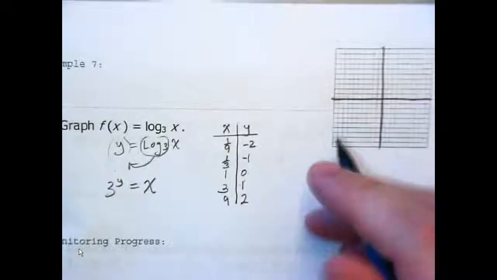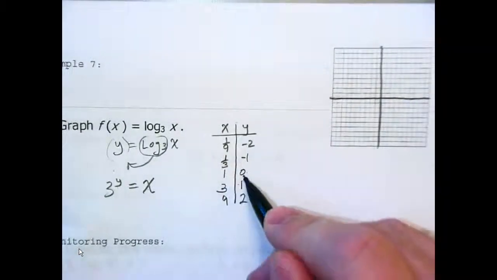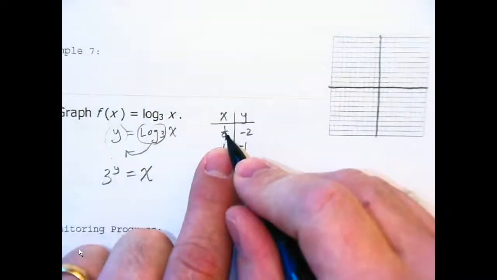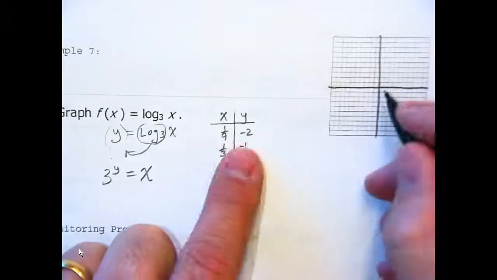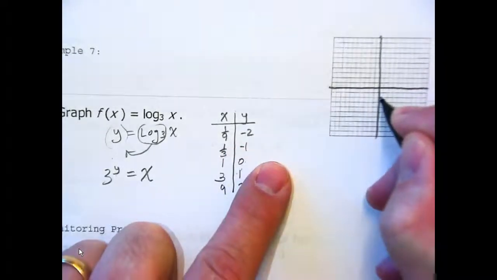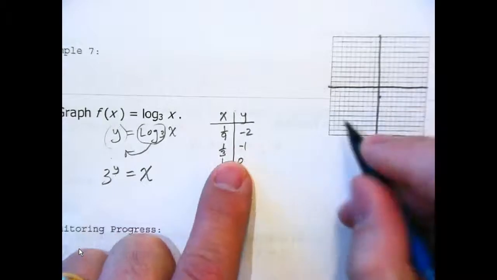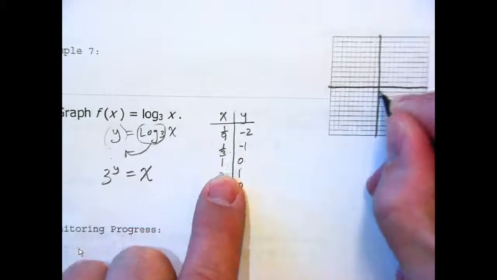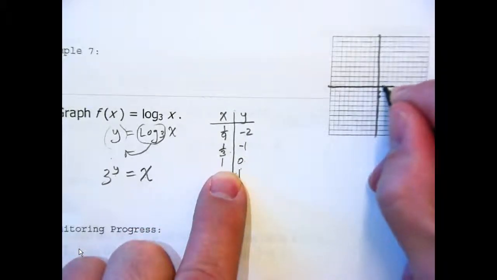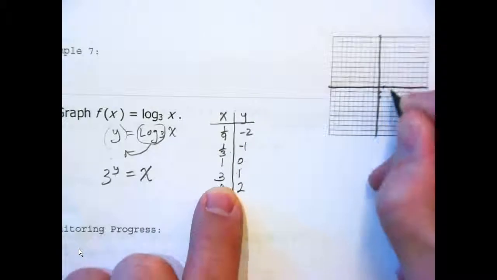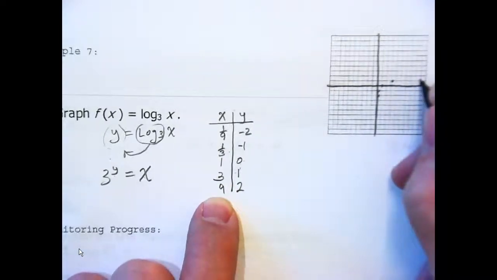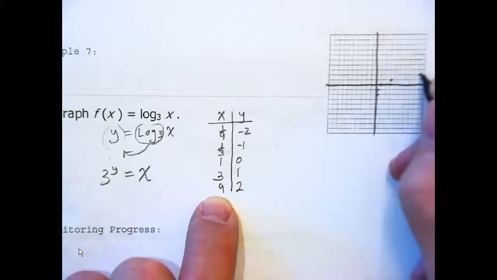Some of you caught yourselves. When I am plotting, let's start up here, I am plotting 1/9, -2. I'm going -2 on y and 1/9 on x. That's right there, ish. 1/3, -1: -1 on y, 1/3 on x, ish. 1, 0. 3, 1. And 9, 2. Your graph should look like this.